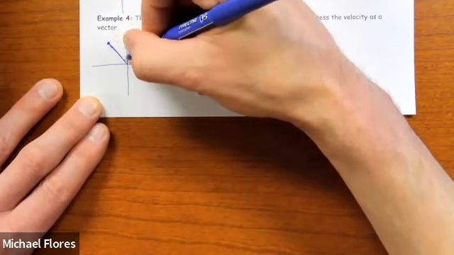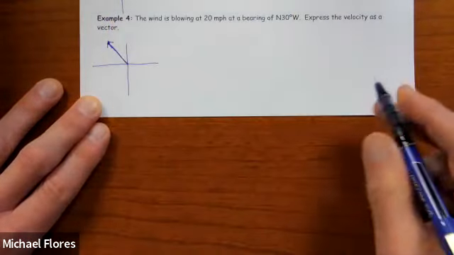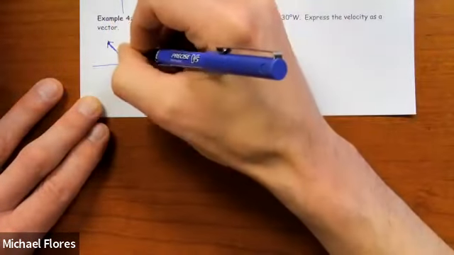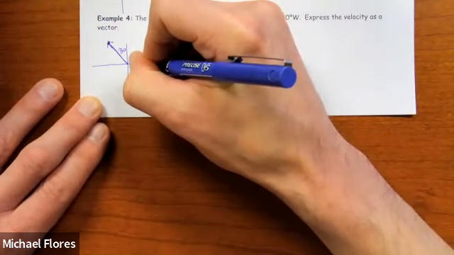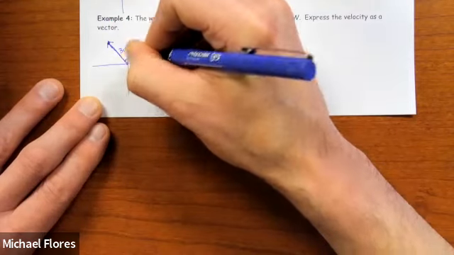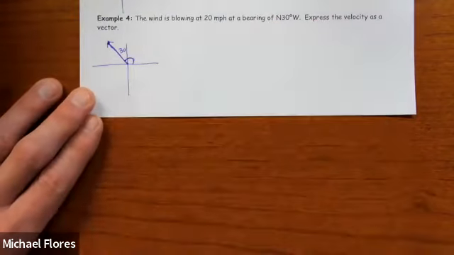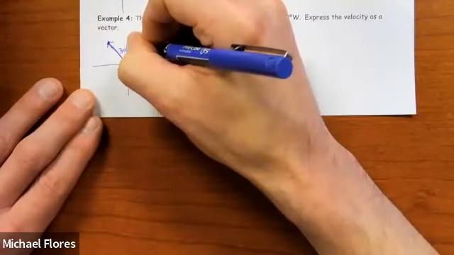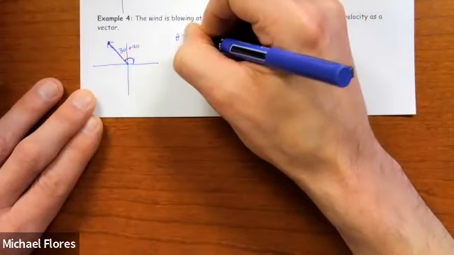So this is the direction the wind is blowing. Now, here's what you need to remember. North 30 degrees west. 30 degrees is here. And from here to here is 90. Therefore, if we go from the positive x-axis all the way to the terminal ray, we would need to add 90 degrees and 30 degrees together to get our angle theta.